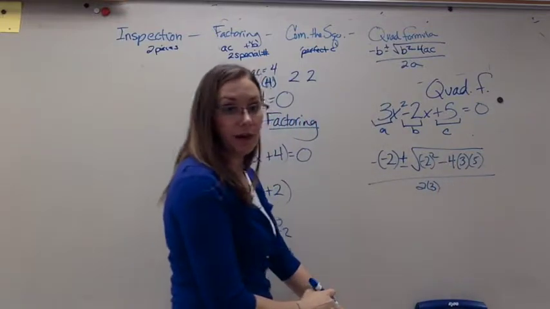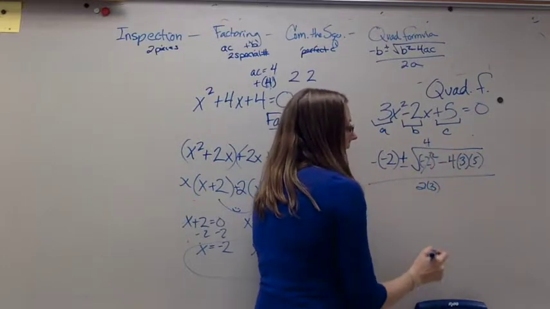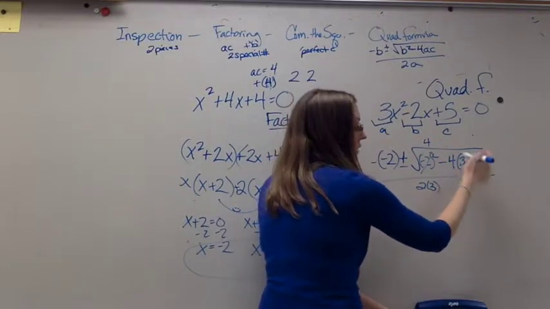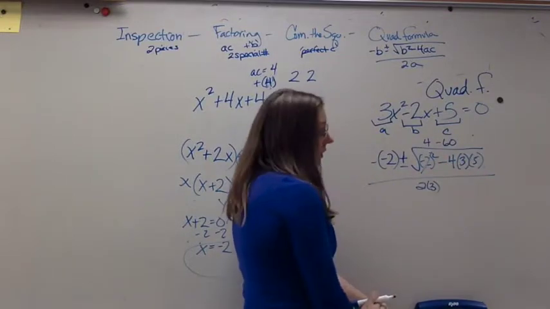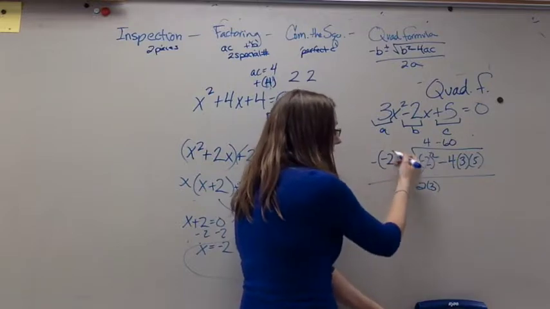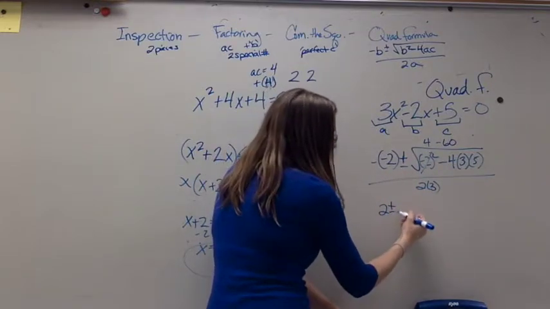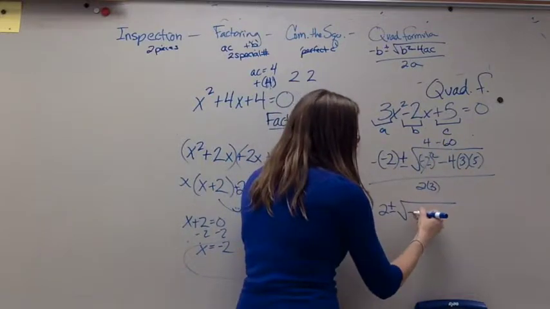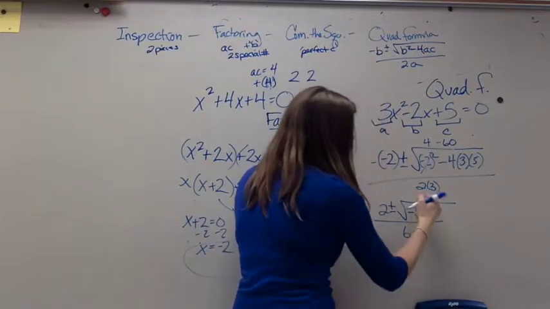Now I'm just going to simplify this, okay? I know negative 2 squared is going to be 4. And then I have 4 times 3, which is 12, times 5, which is 60. So I'm at negative 60, depending on how you look at that. So I can rewrite this as negative of negative 2 is positive 2, plus or minus the square root of 4 minus 60, so it's negative 56, all over 2 times 3, which is 6.